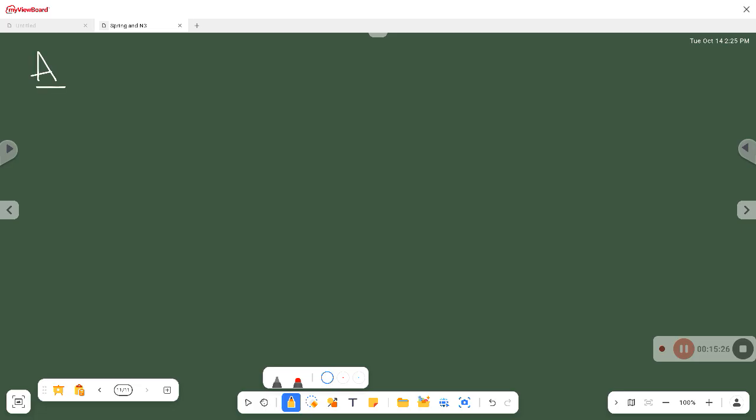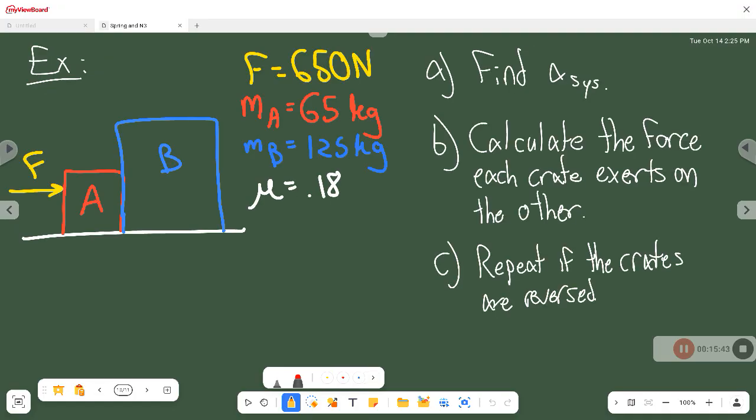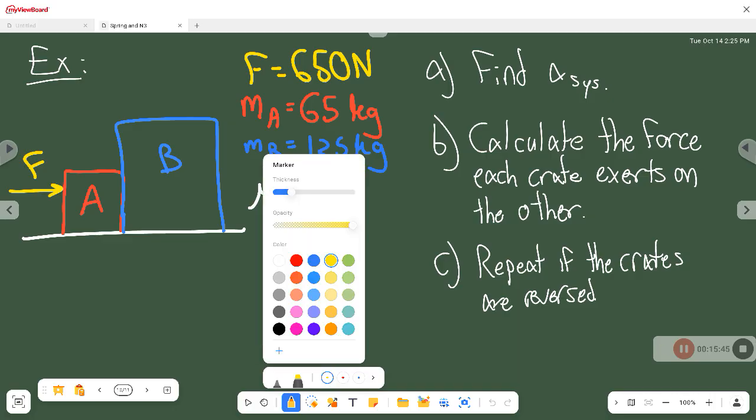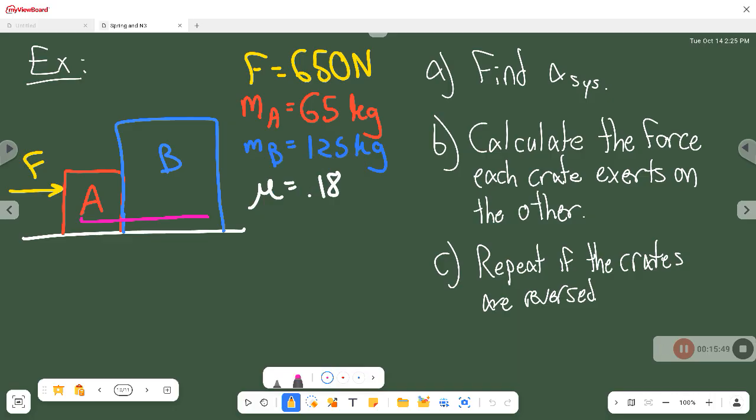So I'm going to draw a free body diagram for, well, you know what? Let's do a free body diagram for the system as a whole. We'll do a free body diagram for object A and a free body diagram for object B. Okay, so free body diagram for the system as a whole. Let's draw a box around our system. That would be these two blocks here.